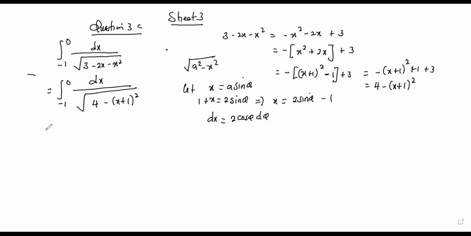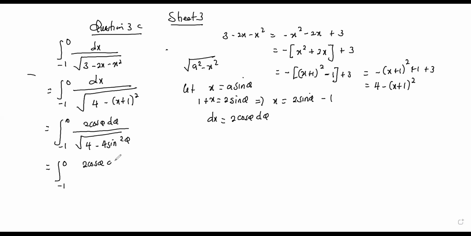Then we come back here and substitute. So we'll have from 0 to negative 1. And then what is dx? It's 2 cos theta d theta over the root of 4 minus 2 squared sine squared theta, which is going to be 4 also, sine squared theta, which will run like this.